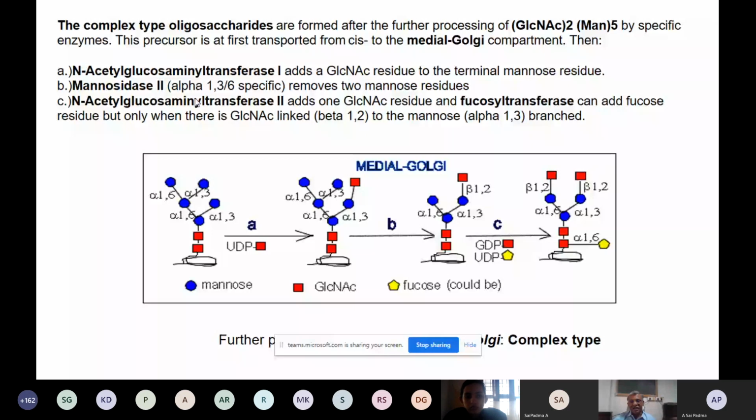Essentially, complex means that they have different types of sugars attached to the oligosaccharide unit.